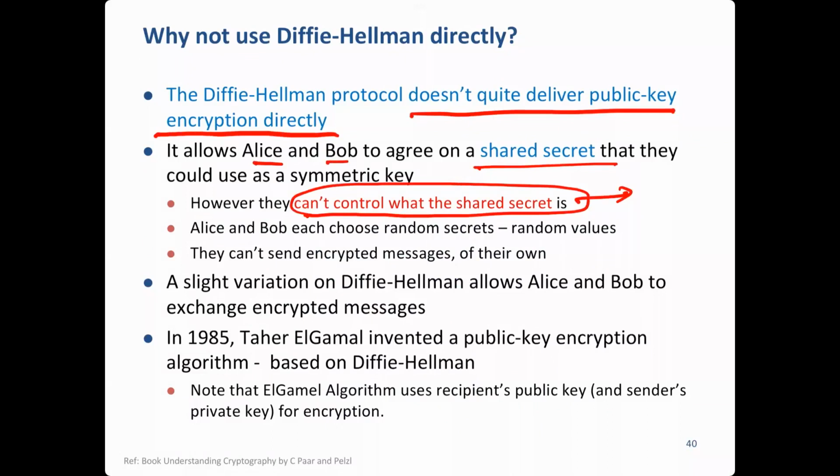Because both Alice and Bob choose A and B, which are random values. All right, and the most important thing is that they can't send an encrypted message of their own. Once they agree, and both Alice and Bob have the shared secret or shared key, then they can use symmetric key encryption. You understand it?